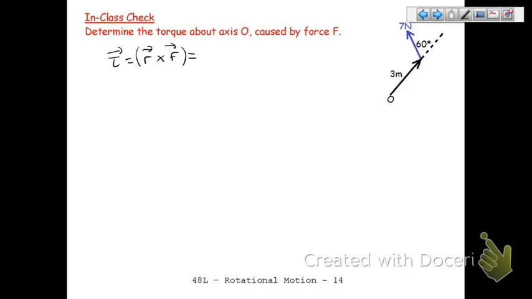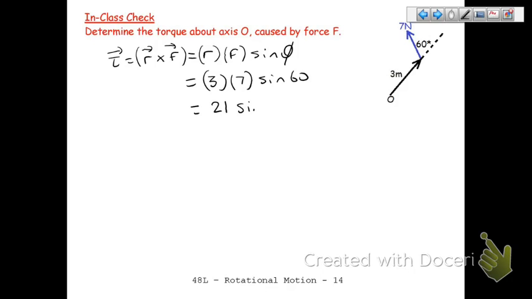But this, for today's purpose, is equal to the magnitude of R times the magnitude of F times the sine of the angle between. So this would equal, in this case, 3 meters times 7 newtons times the sine of 60 degrees. So this will be 21 sine 60. And if I dig my calculator out, 21 sine 60 is going to equal something like 18.2.